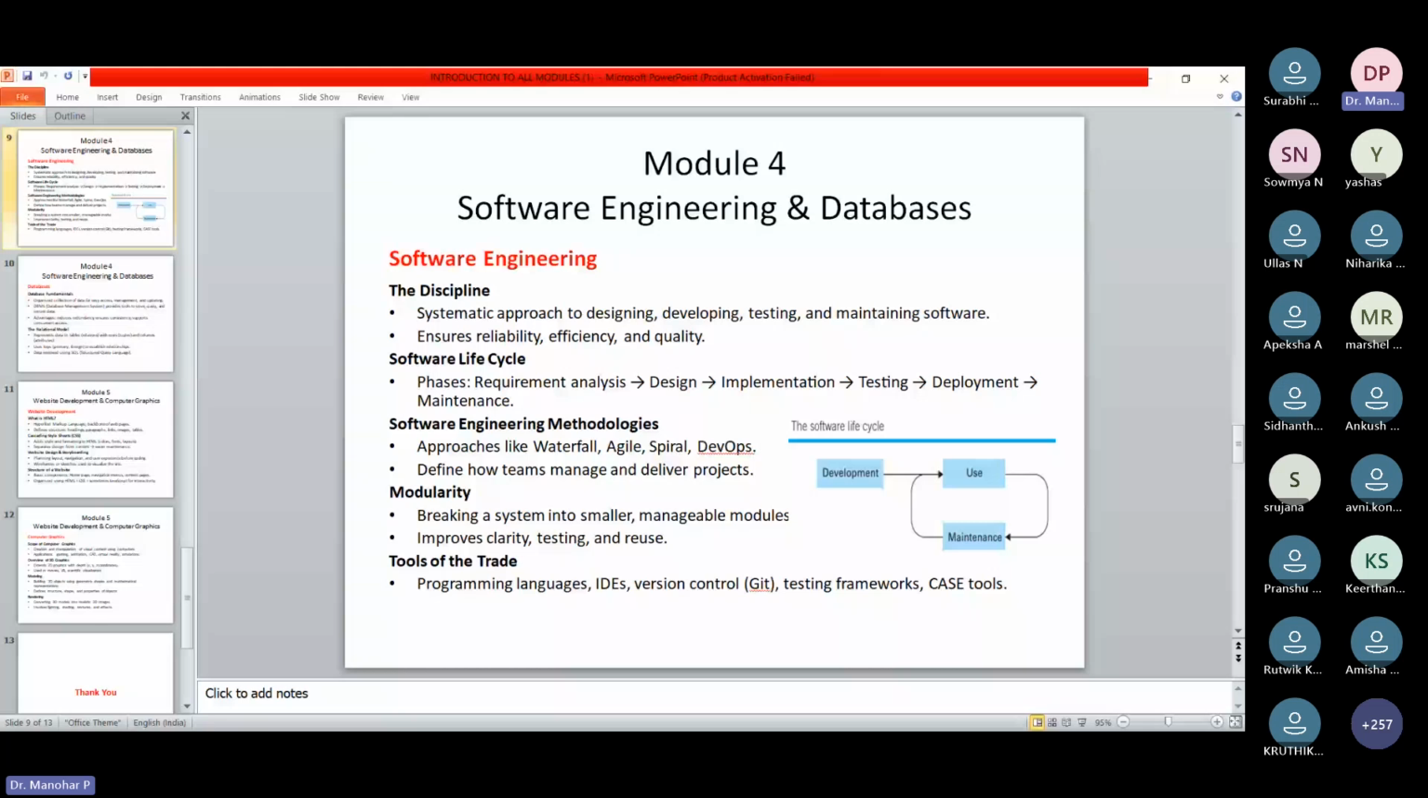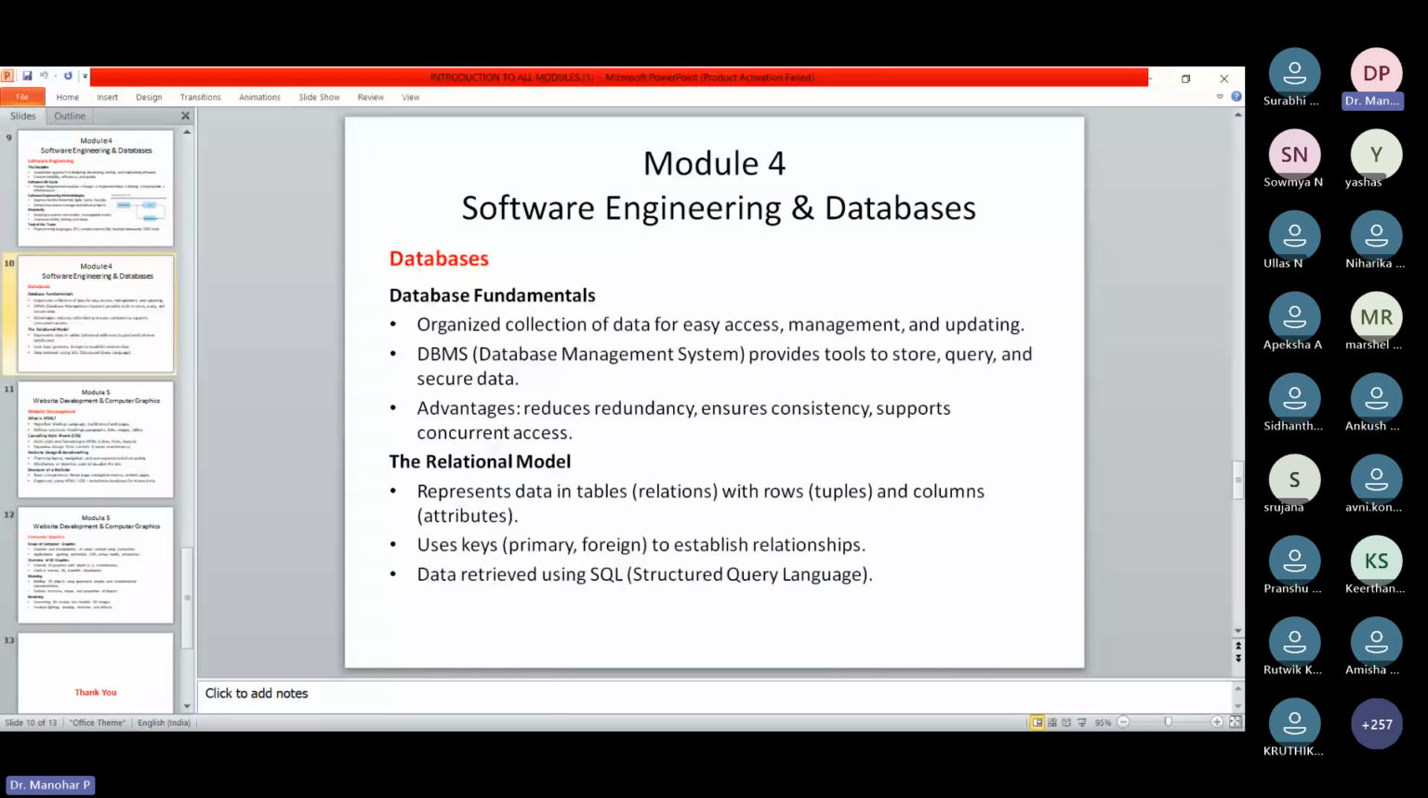Then you have databases. You need a backend to store the data. So how to update the data, how to access the data, and the DBMS is used for accessing structured data. There are many tools available to store data, to query, and to secure the data. You also have to take care of redundancy and concurrent access in the database. So these are the fundamentals and advantages of databases.